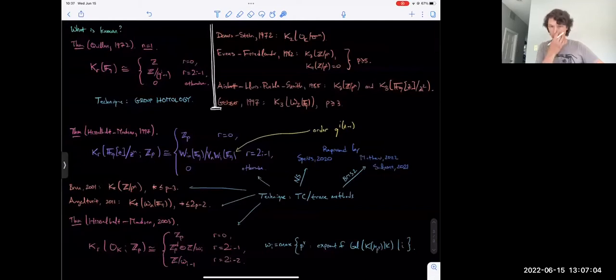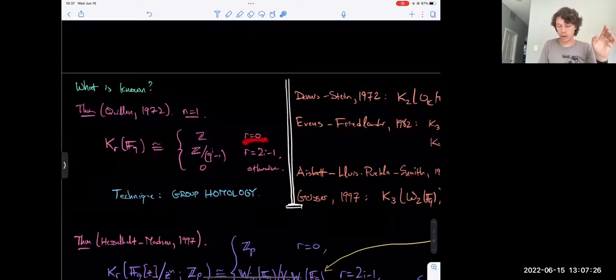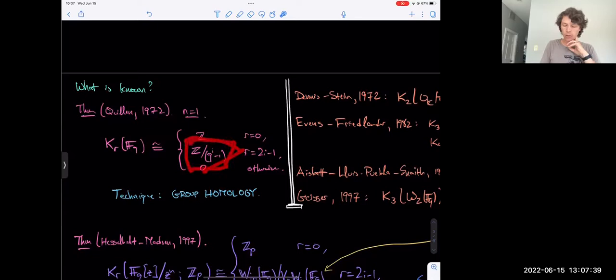Okay, so let me say a little bit about what's known. As I mentioned earlier, Quillen computed the K-theory of the finite fields. K_r(F_q) is given by this table: it's Z in degree 0, it's 0 if r is even but not equal to 0, and otherwise it's given by this finite abelian group, Z/(q^i - 1). So that's very nice. Let me just draw your attention to this important fact that all of these groups have orders prime to p, right?